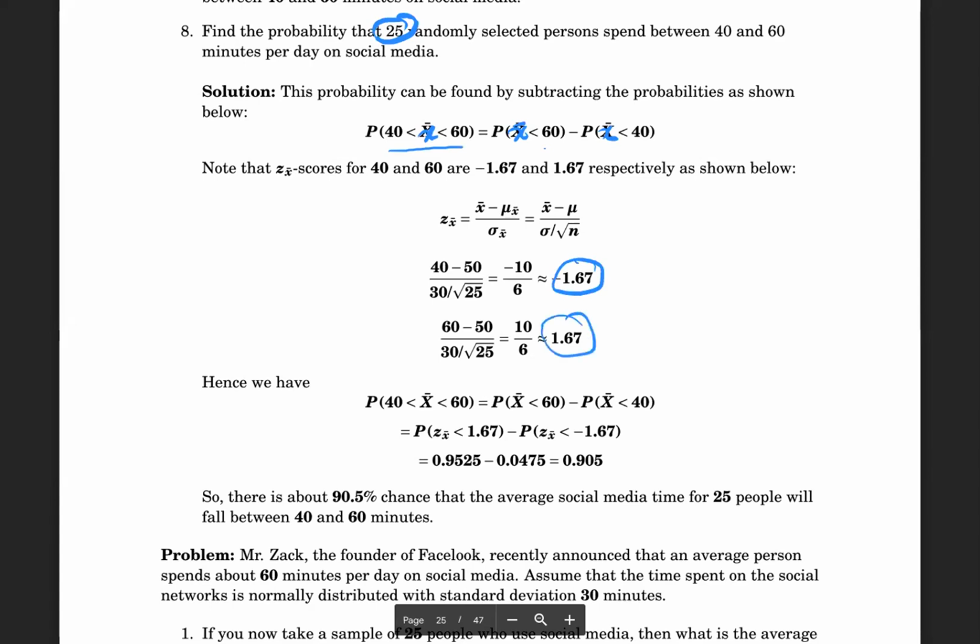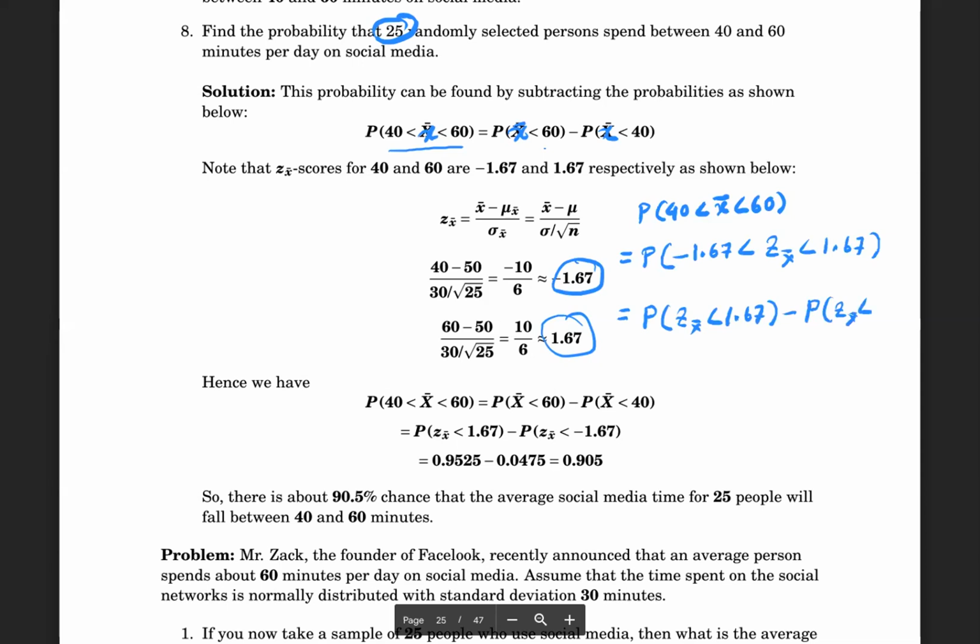So I could say probability of 40 less than X bar less than 60 is the same as probability of Z sub X bar between negative 1.67 and 1.67, which is the same as probability of Z sub X bar being less than 1.67 minus the probability of Z sub X bar being less than negative 1.67, which is going to give you, which I write down here, 0.9525 minus 0.0475 is equal to 0.905, or 90.5%.